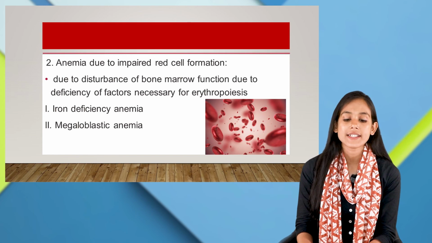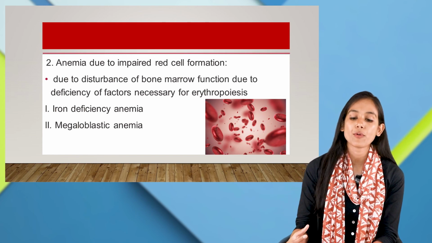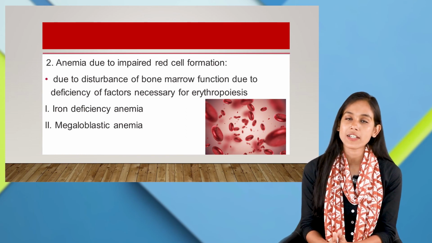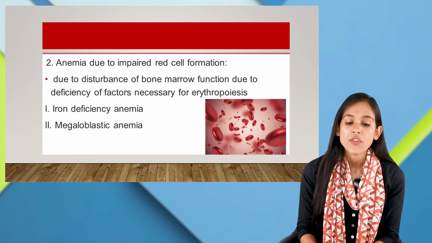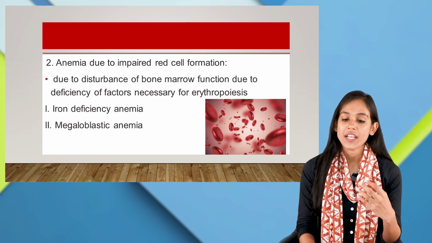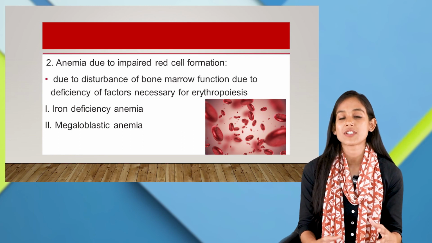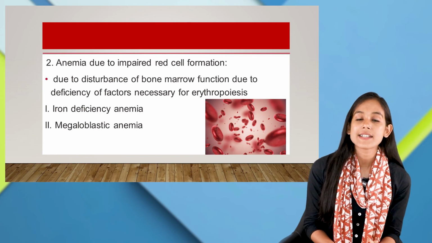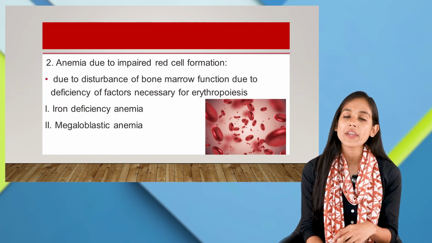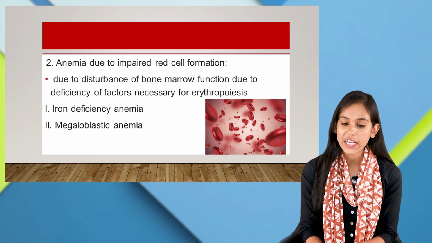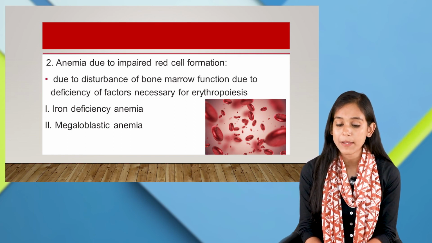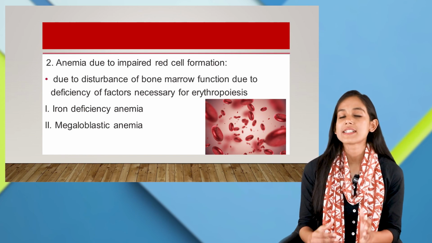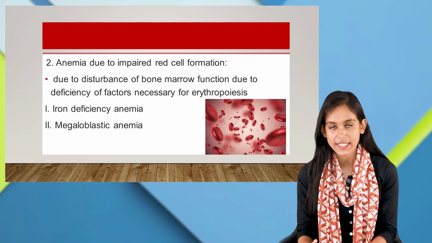And the second one is disturbance of bone marrow function that is not related to the factors necessary for erythropoiesis. So the first one is the disturbance of bone marrow function due to deficiency of factors necessary for erythropoiesis, right? Here we have two types of anemia: the first is iron deficiency anemia, and the second is megaloblastic anemia. So that means iron deficiency anemia and megaloblastic anemia.